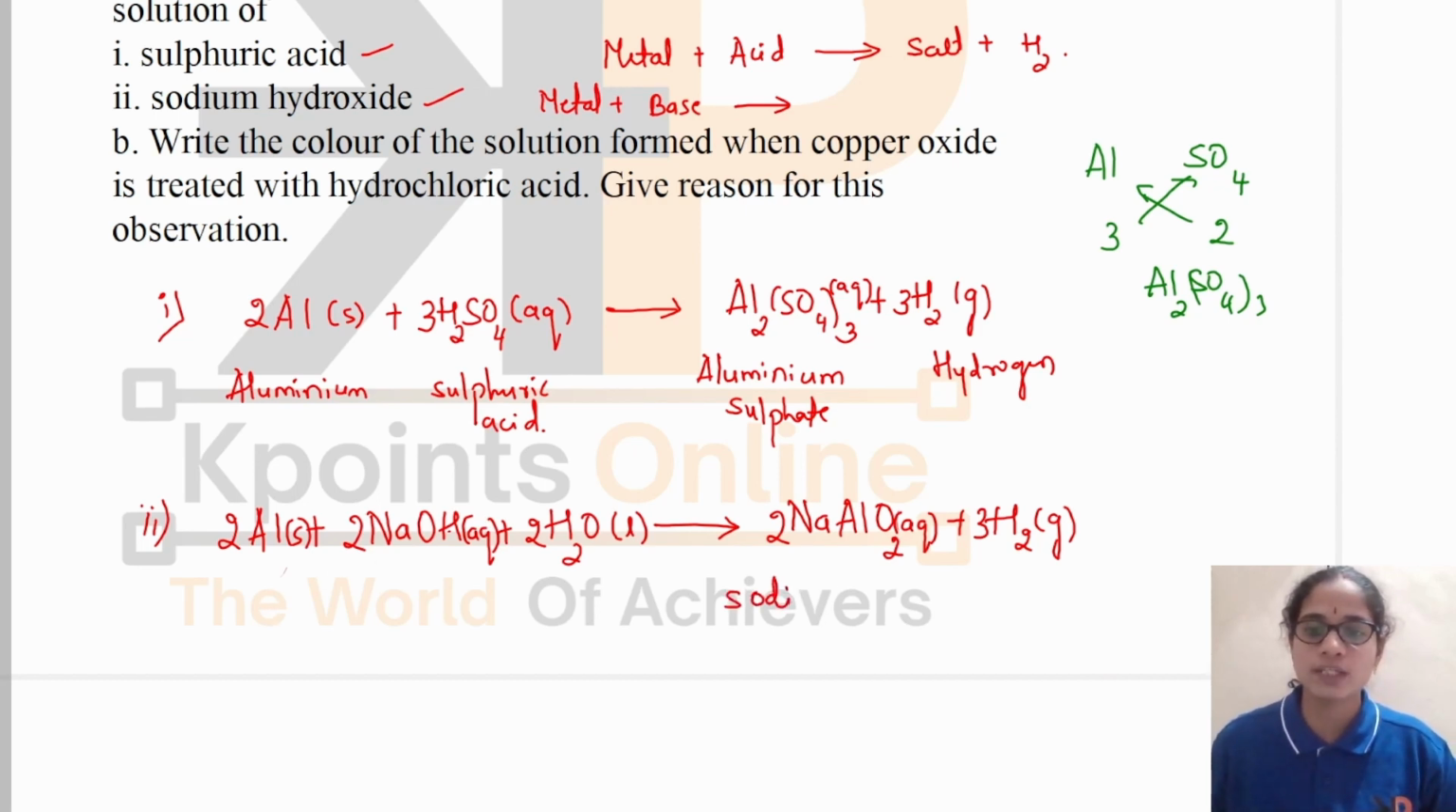It is sodium aluminate. Remember that aluminium reacts with sodium hydroxide in the presence of water to form sodium aluminate and hydrogen. You have to remember the name and chemical formula.